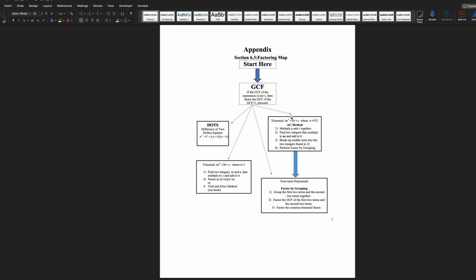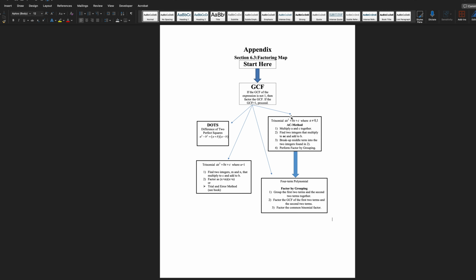Going to guide you through two of the most common problems that we see in algebra, which is related to factoring. So we're talking about factoring today.